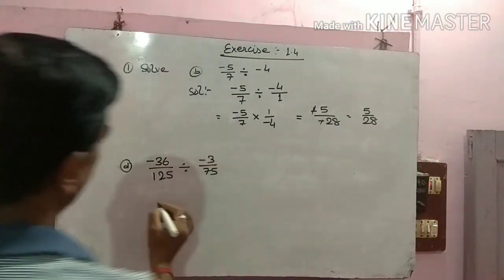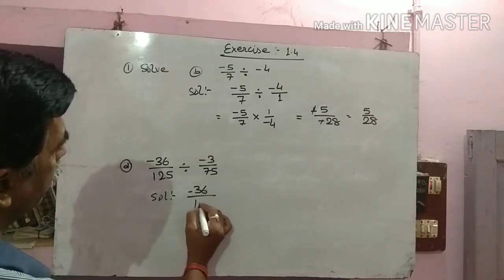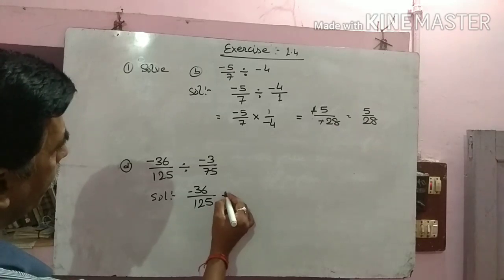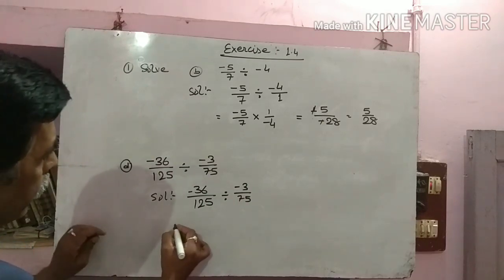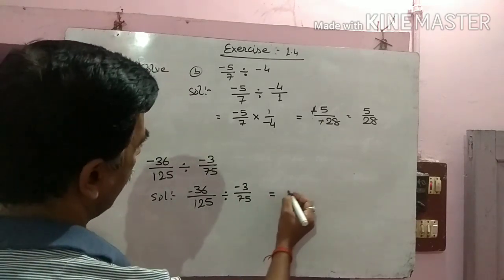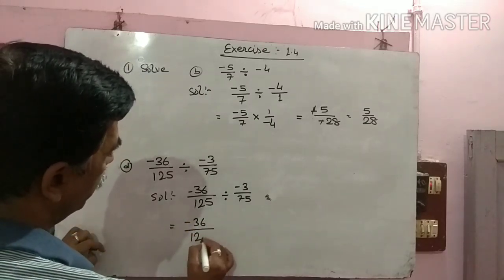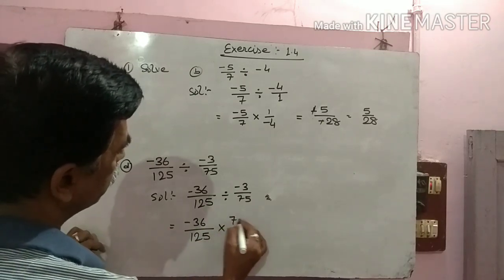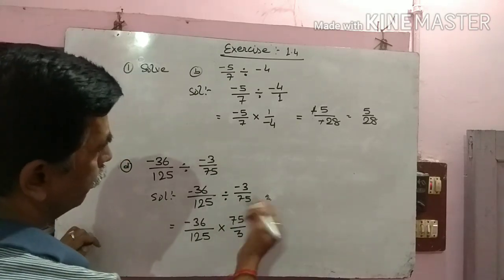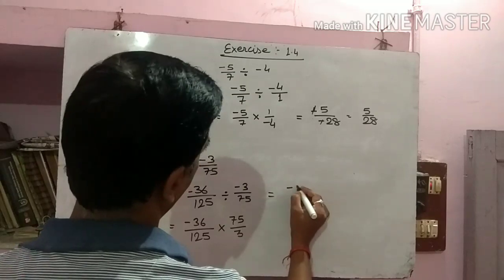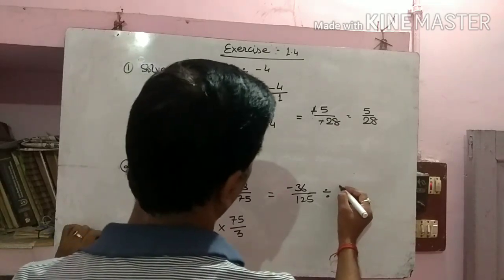The next question is, we have to find the value of this one. In solving, minus 36 by 125 divided by minus 3 by 75 is given. So we can write this as minus 36 by 125 into 75 by 3. So minus 36 by 125, you can write that.